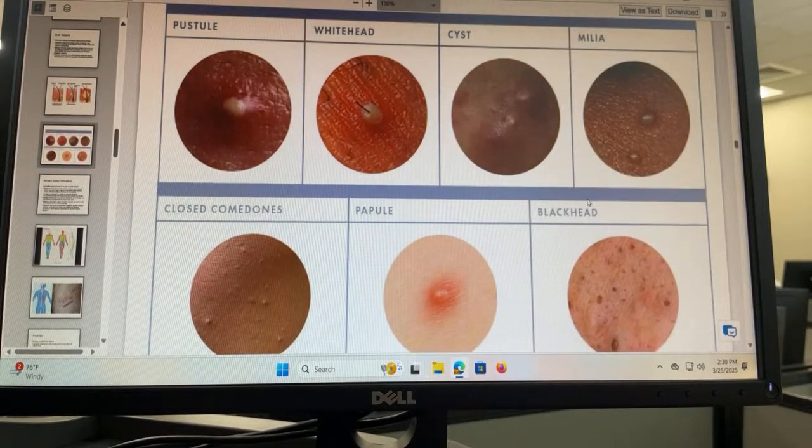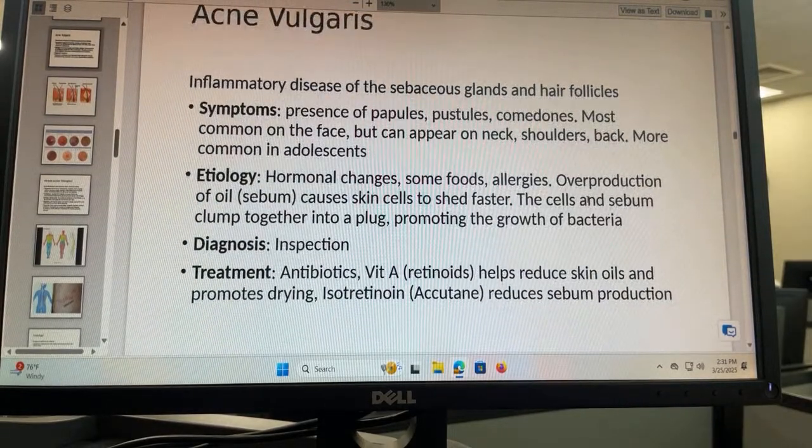So there's different types of acne, right? Whiteheads, blackheads, what have you. Most commonly they are on the face, but they can also appear on the back and on the neck. It's more common in adolescence because of hormonal changes, which is a big trigger. There are some foods that can trigger it as well. I know for me, coffee and chocolate is a trigger for acne. Some people have different things.